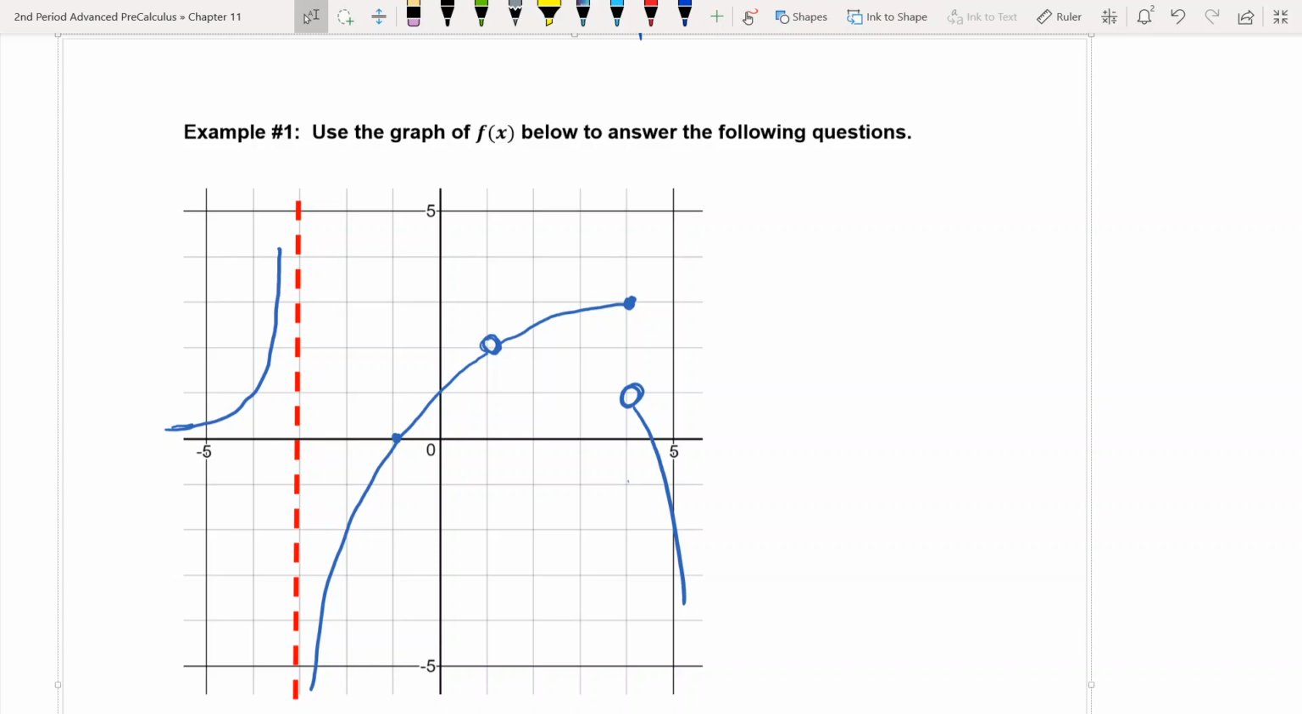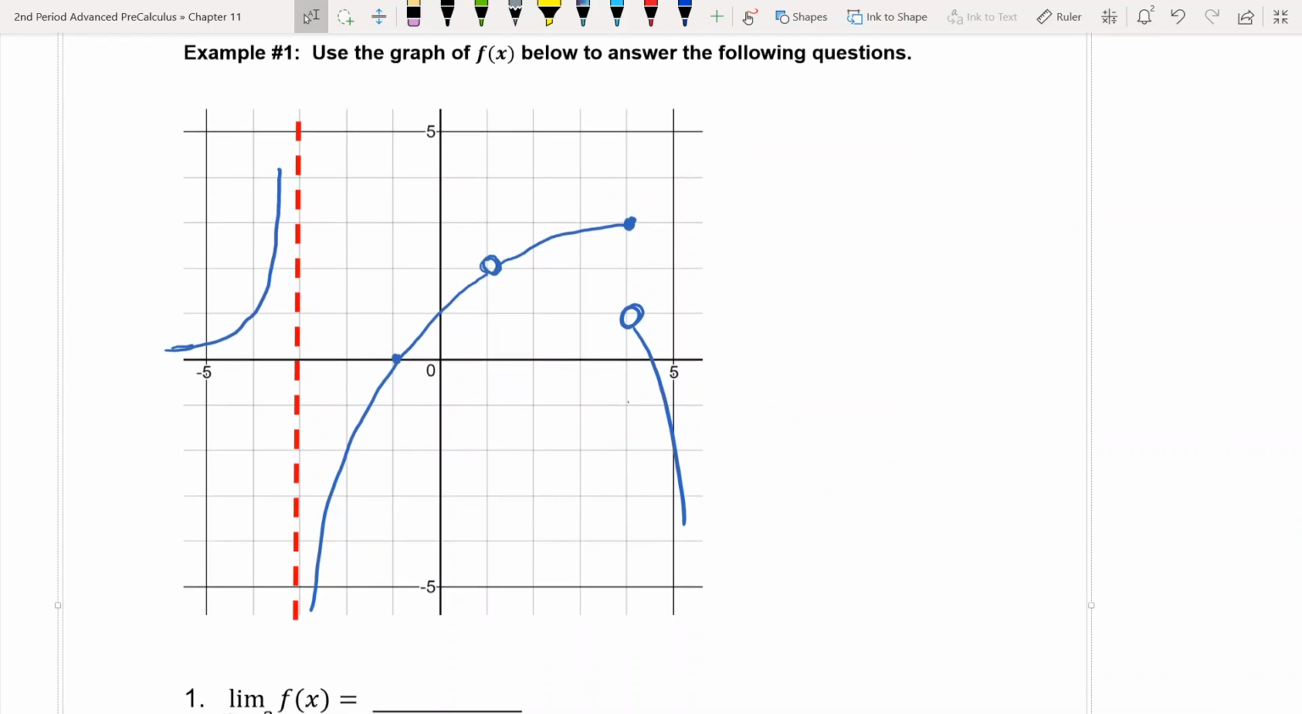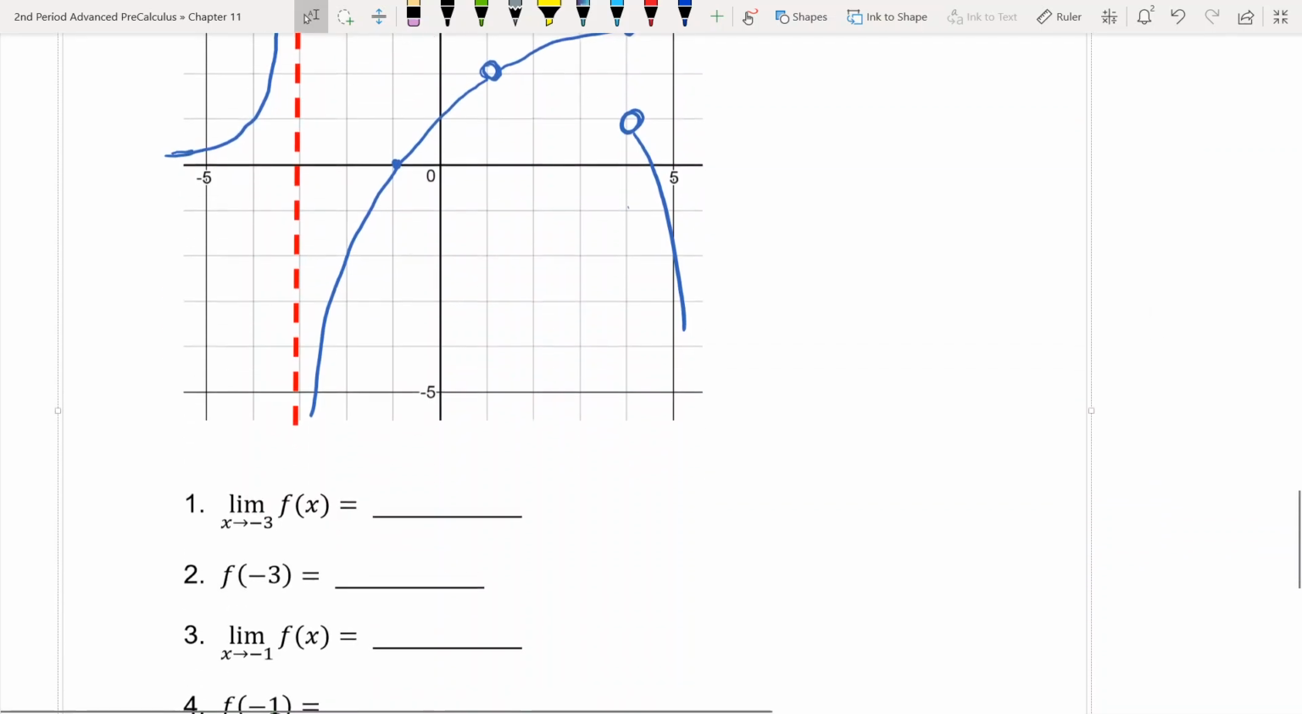Let's go over the answers to this example. We've got a graph here with a nice vertical asymptote at x equals -3, a bunch of holes here and there, and we want to figure out what some values are and then what some limits are. So the first one, the limit as x approaches -3 of the function.